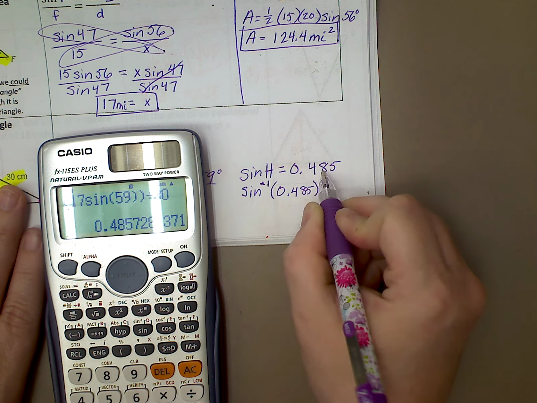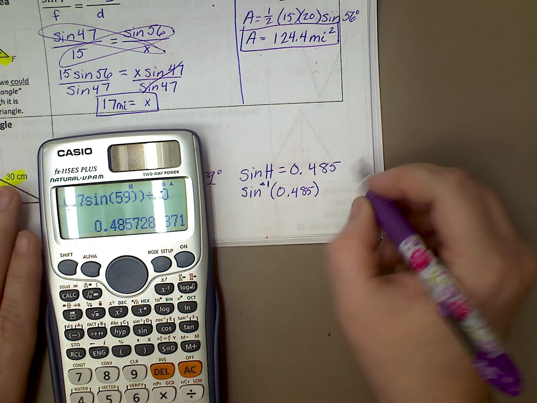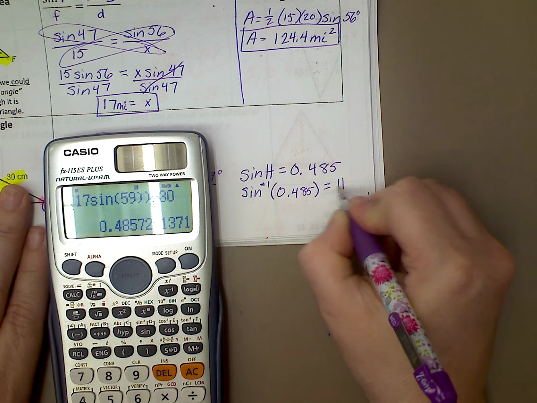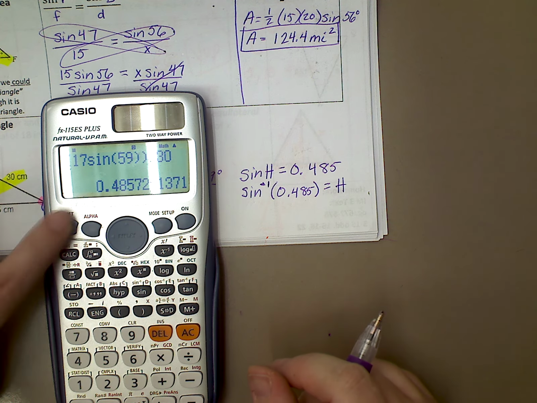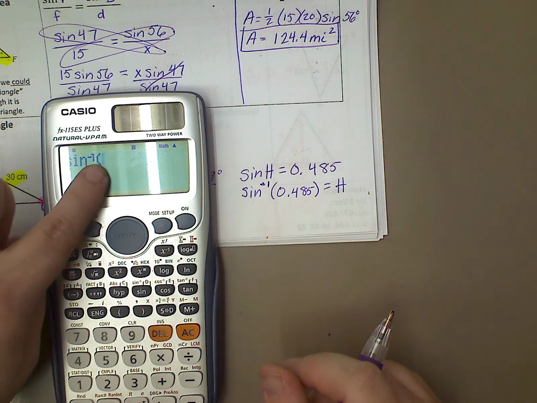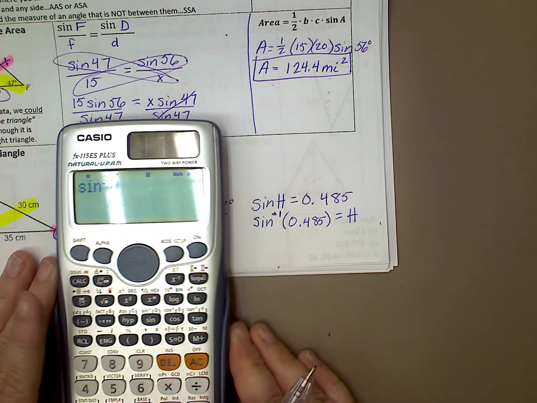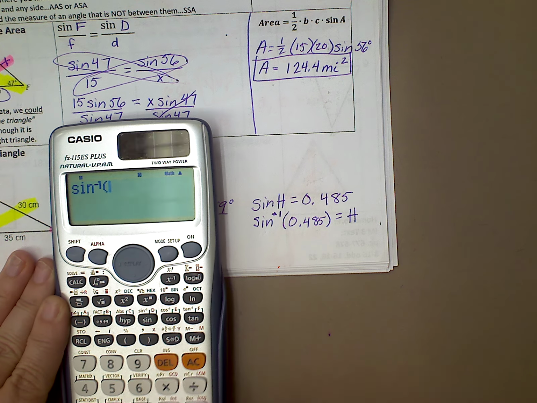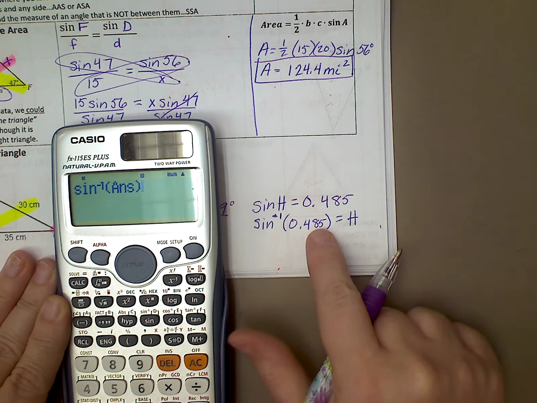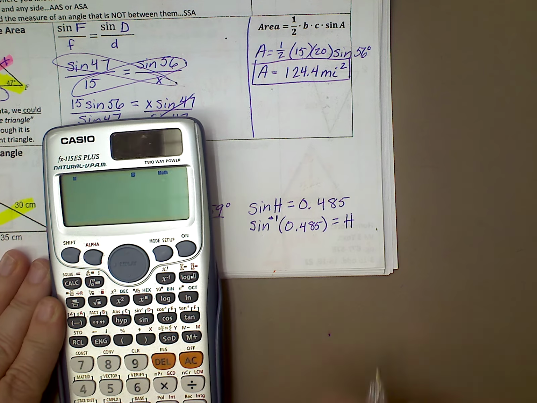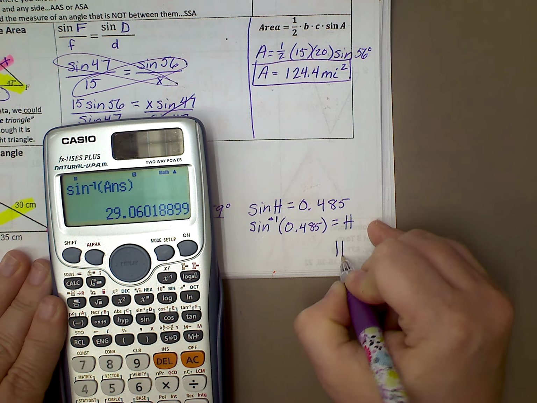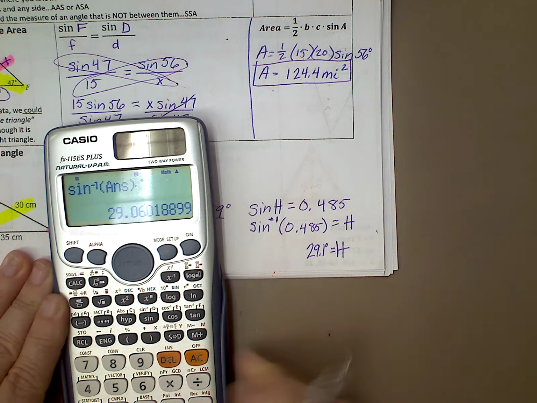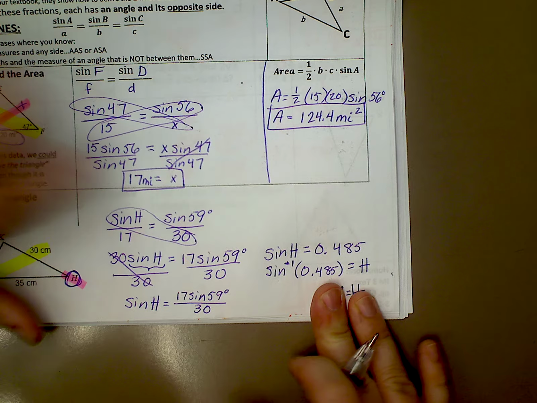So again, I rounded it off just because I don't want to take the time to write the whole decimal, but when I plug it into my calculator, I'm going to use that answer button to get the whole thing. So I'm going to do shift and then sine, or second and then sine, and that's going to get you your inverse sine notation. You can see it there, sine to the negative first. And then I'm going to use the previous answer button rather than typing that in because that'll give me a more accurate answer. So angle H is 29.1 degrees.